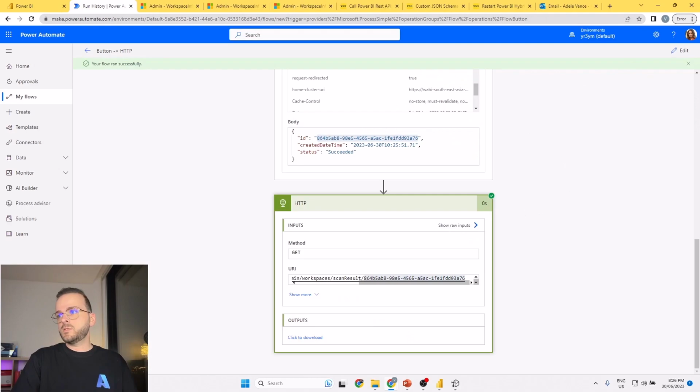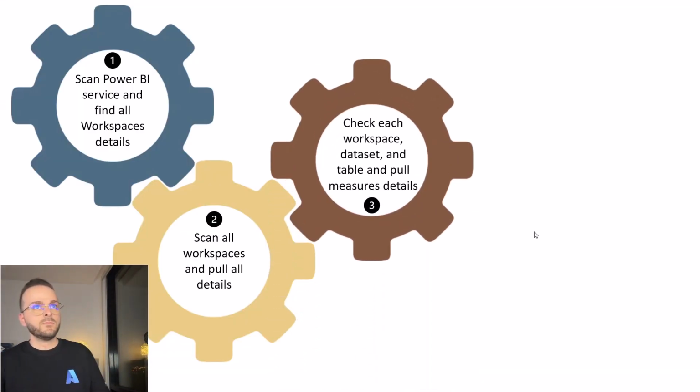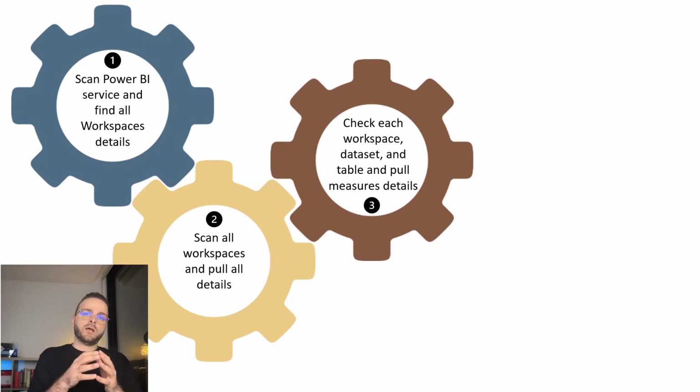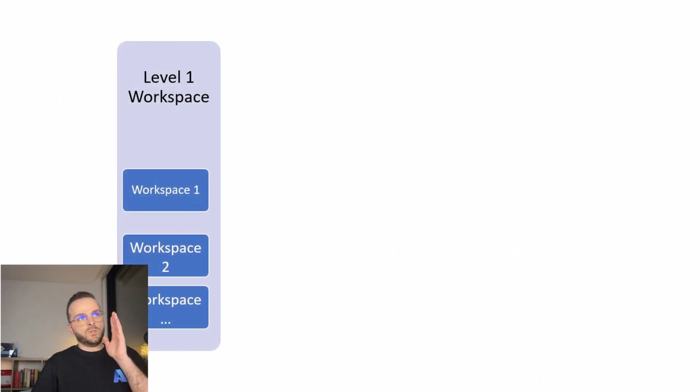We need to now go to the next step. The next step here is to check that output, to scan that output for each workspace, all the data sets in that workspace, all the tables for that data set, and then pull out the measures. In other words, first we need to find the workspace. We need 4 loops to extract those data.